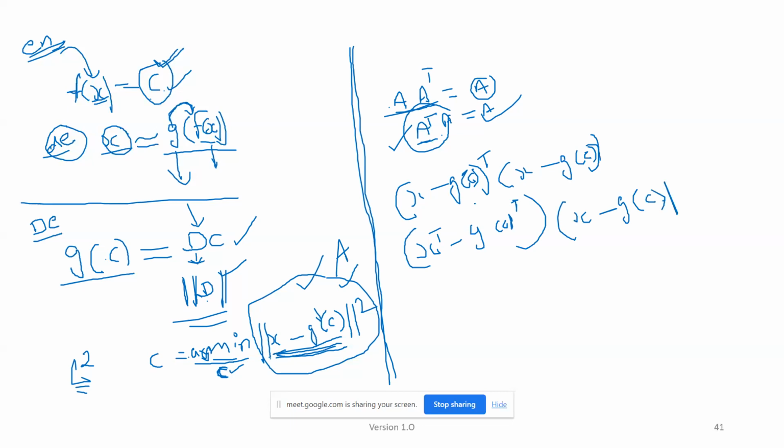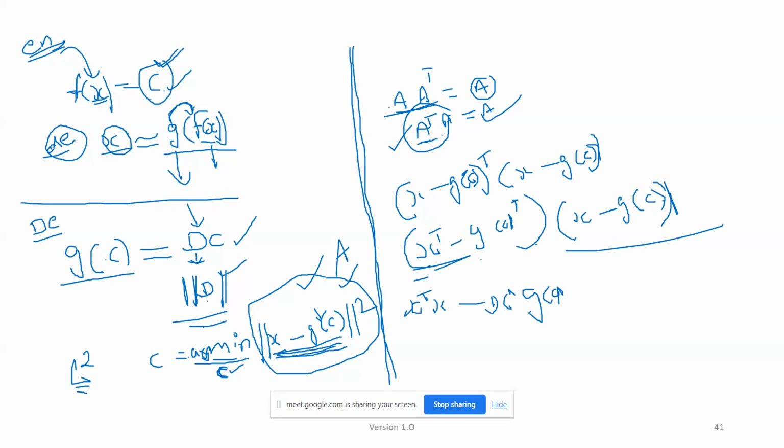It is difficult to understand. Please concentrate. So this is the function here. Then we'll multiply this x transpose with this x. So then we'll get x transpose into x minus x transpose into g of c. Okay, this is completed.